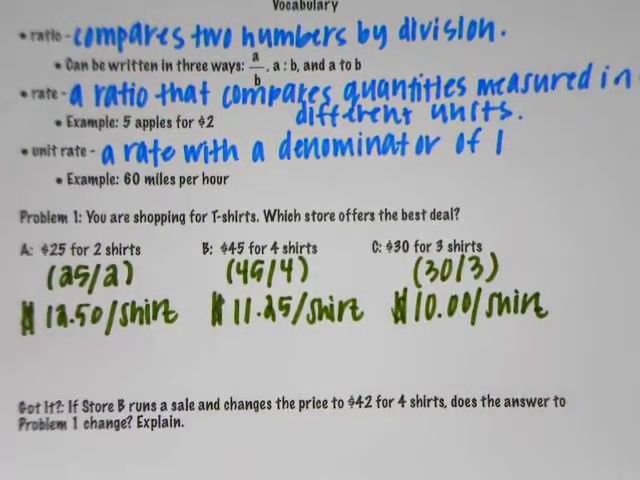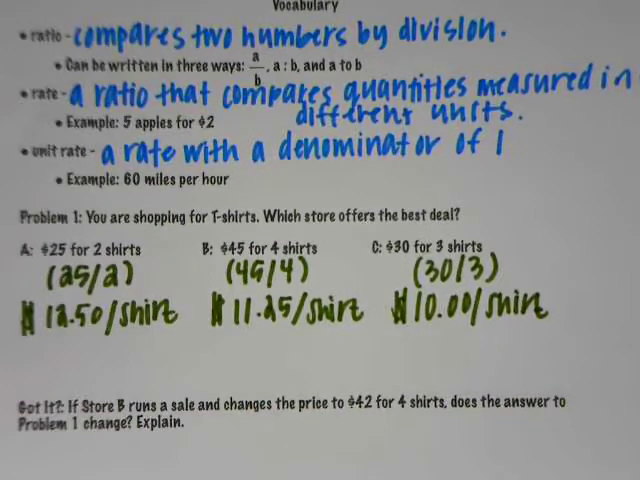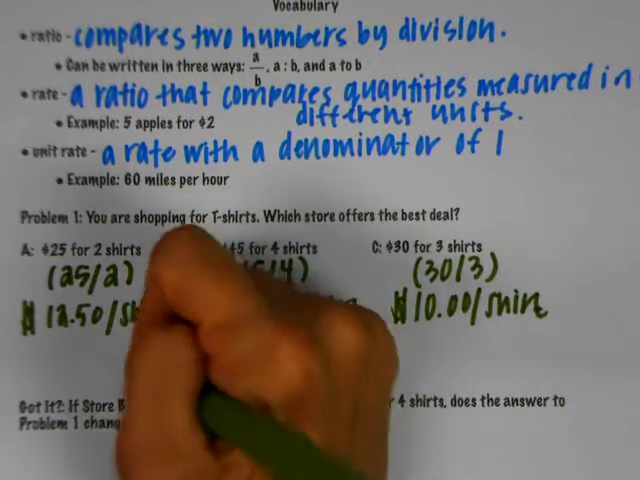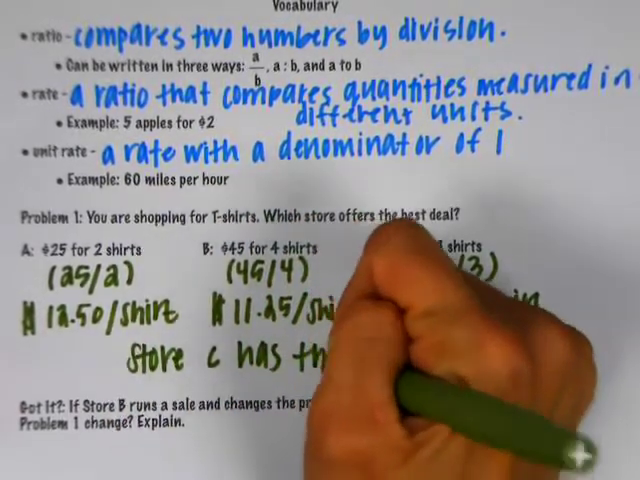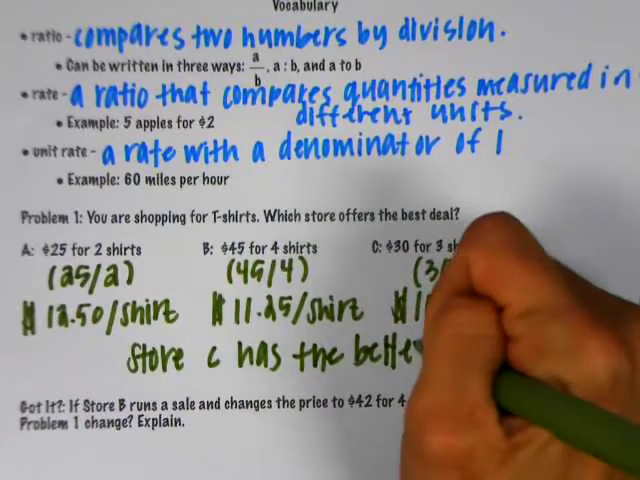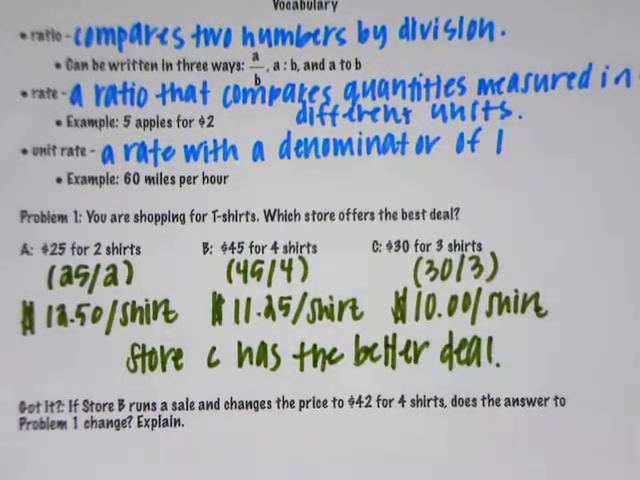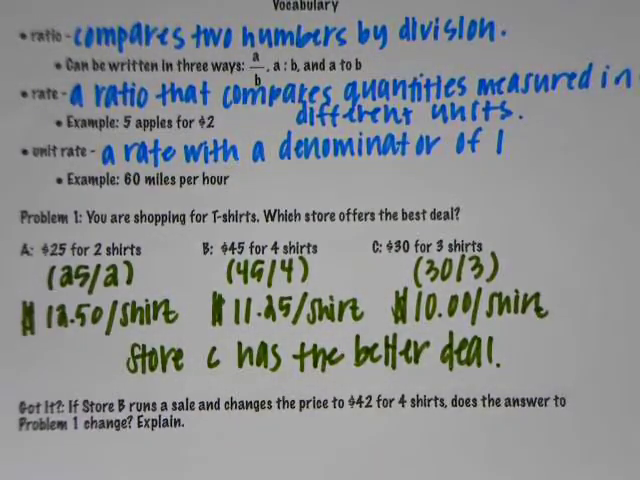So now that you can see how much one shirt is costing, you can see which one is going to be the better deal. So what store is going to have the better deal? Yep, Store C has the better deal. And then once you're good on that, just move on to the next one and answer that question, and then we'll talk about it after, but don't say anything yet and just answer it yourself first.